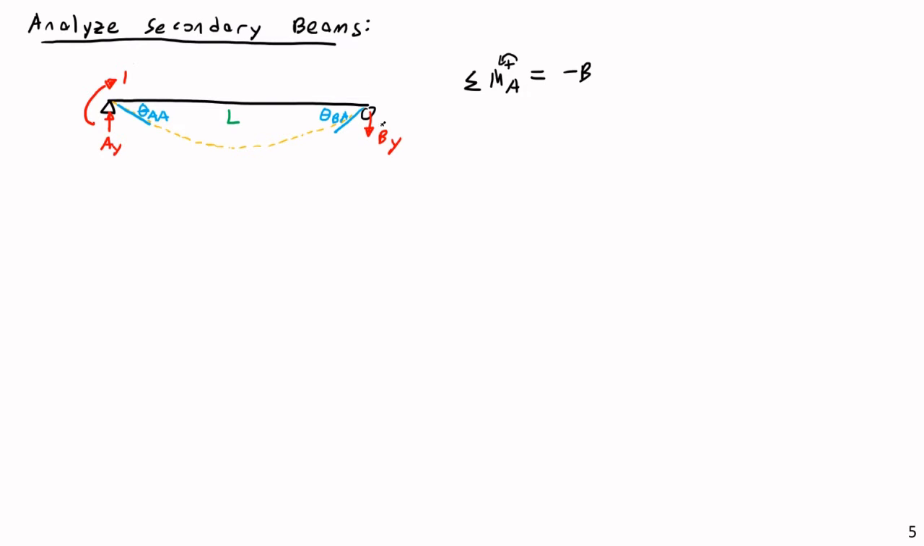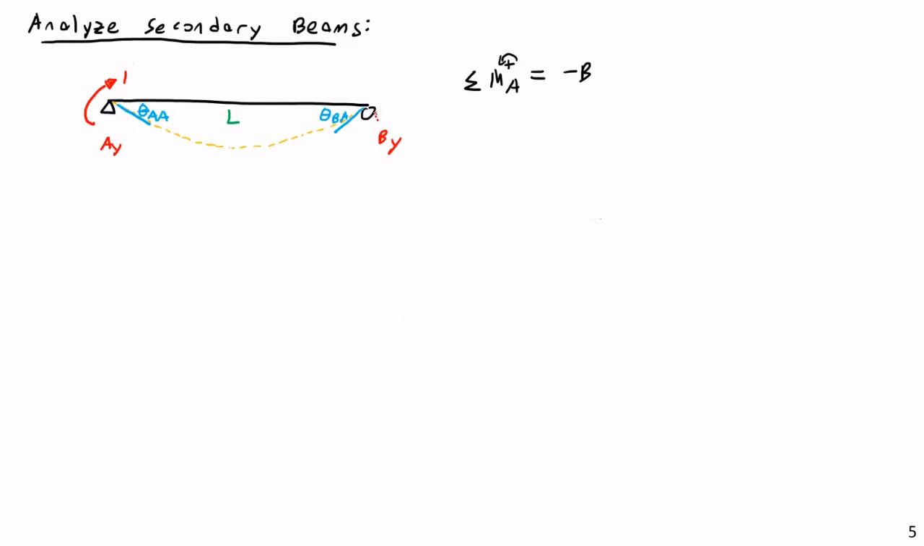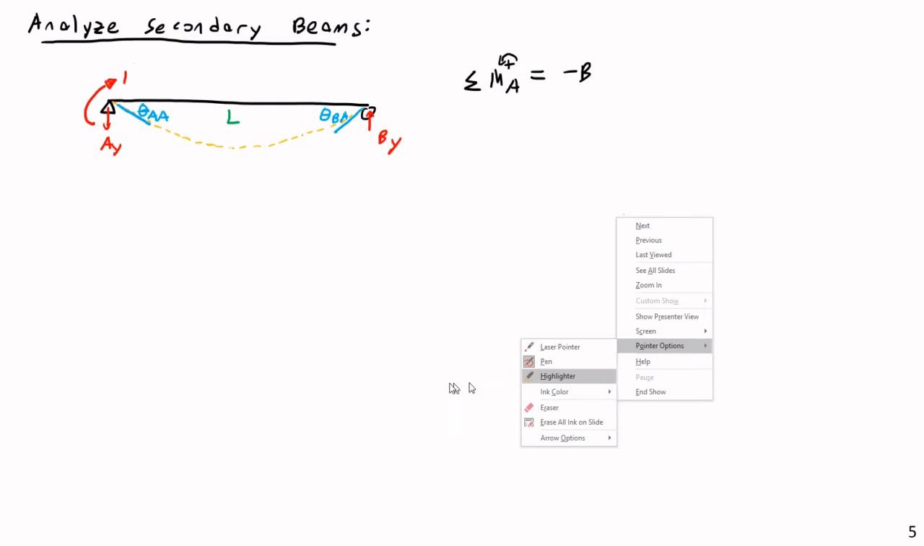Negative BY, actually I think I drew those in the wrong direction, sorry about that. That doesn't make sense for them to be going that way. They need to be acting in the rotational direction opposite my assumed couple, or my unit couple there. So that works out a little better.